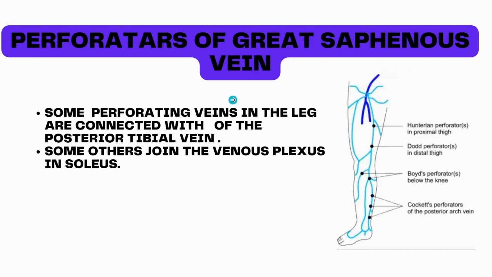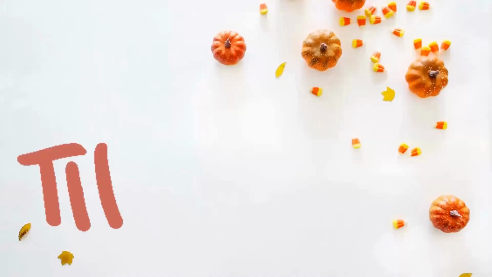Some perforating veins in the leg are connected with the posterior tibial vein, and some others join the venous plexus in the soleus, which is the peripheral heart. So these are all the connections of our superficial vein with the deep vein. So that's why they are called perforators.